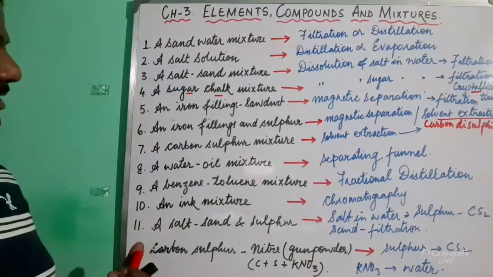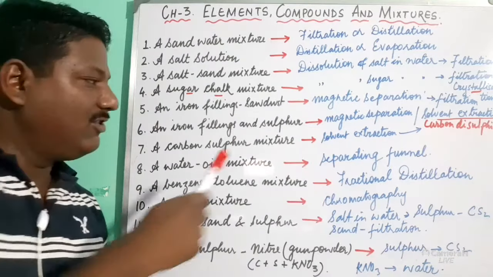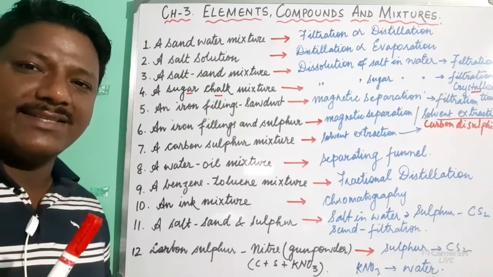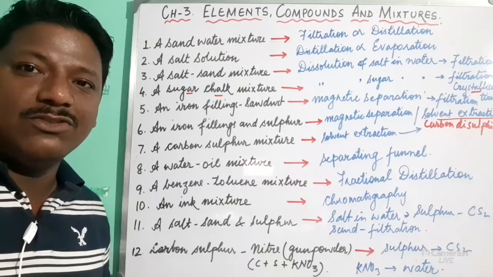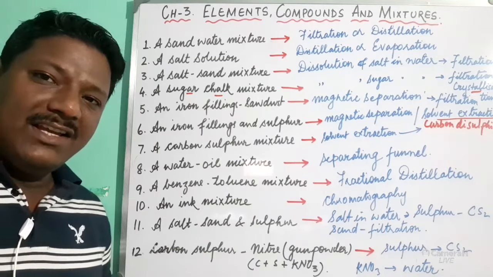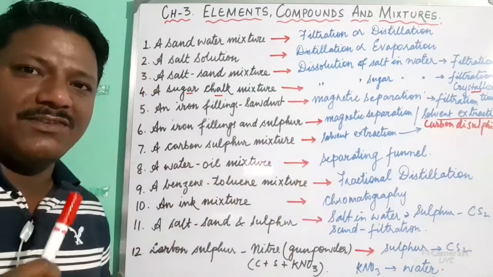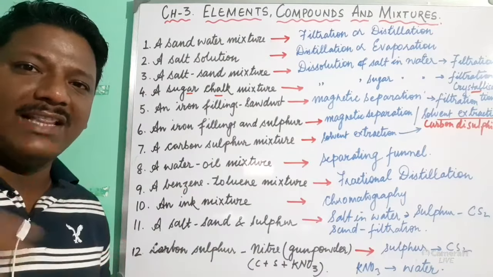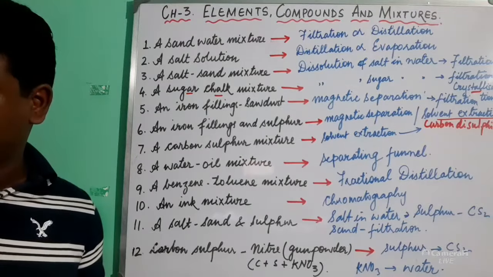Then let us go to the next, a carbon sulfur mixture. Here you can use the same process, that is solvent extraction. Which solvent will you use? Yes, you will use carbon disulfide. And what happens? Carbon doesn't dissolve in carbon disulfide. Only sulfur will get dissolved and carbon will be separated out, and then use the crystallization process to get the sulfur back in the solid form.